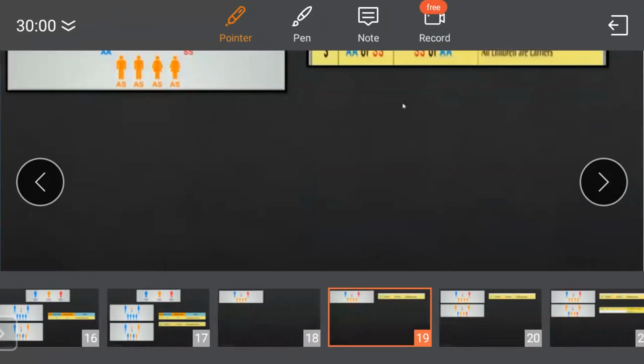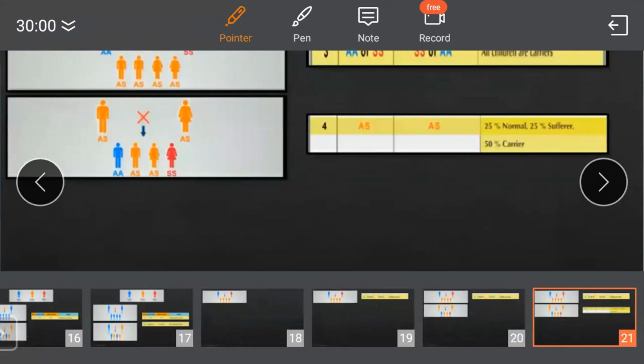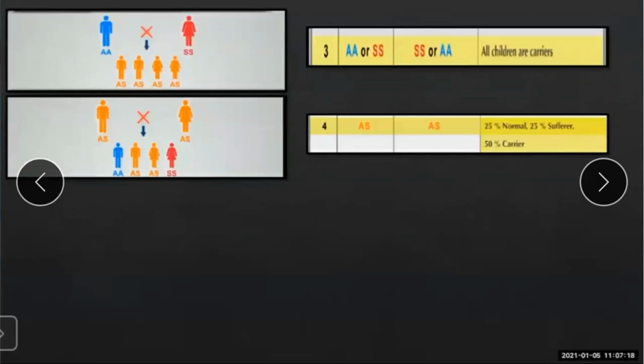Now, next. If both parents are carriers, then what progeny can we get? What result can we see? Here we can see that 25% are normal, 25% are sufferer, and 50% are carrier.